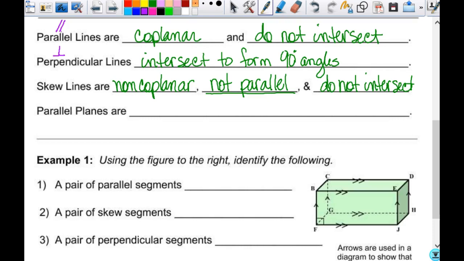Okay. All right, so then parallel planes. Do parallel planes intersect? No, because they're parallel, right? And you can't say that they're parallel and coplanar. That doesn't make any sense because they are planes. So really enough for parallel planes are just planes that do not intersect.